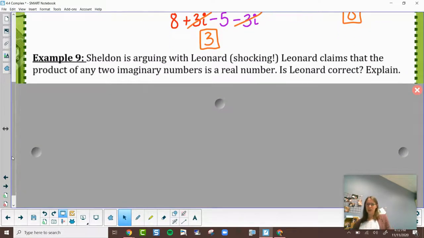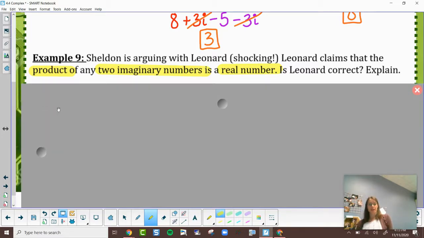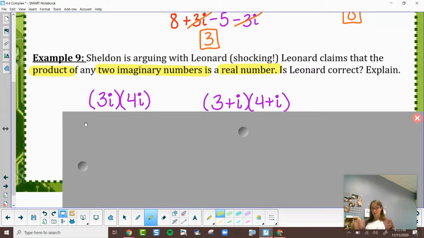It says that Sheldon is arguing. What a shock. Leonard is claiming that the product of any imaginary numbers would give me a real number. So once I multiply two numbers, it says I should work. And is Leonard correct? We can possibly explain why. So I'm going to show you two different examples. One of them has them being multiplied, 3i times 4i. And the other one, I've changed it because I've added some pluses in between.